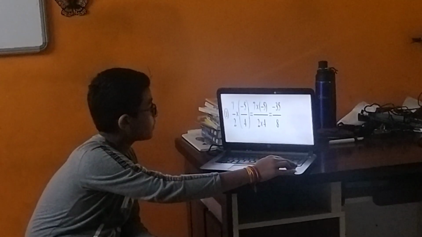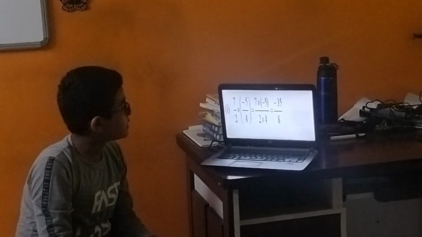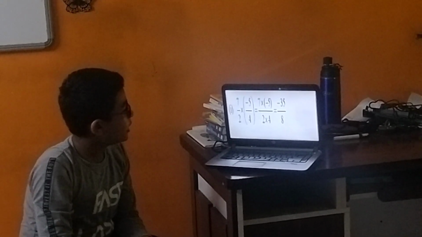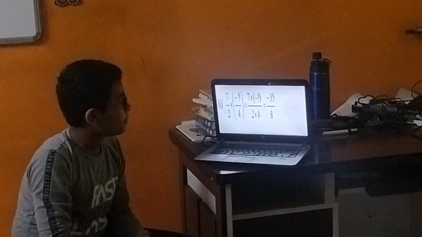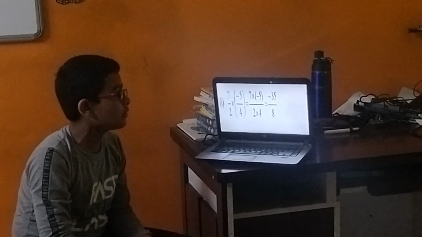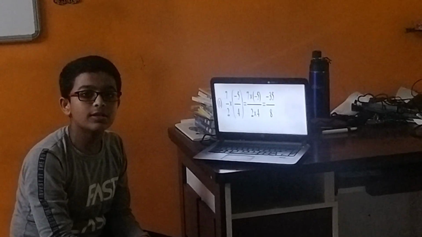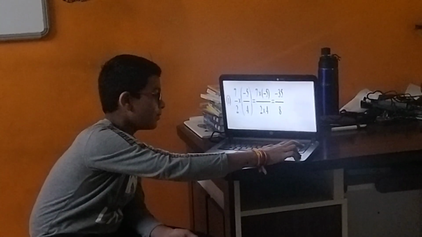For example, here is 7 by 2 into negative 5 by 4, which makes 7 into negative 5 by 2 into 4, which gives us negative 35 by 8, which is not reducible and is a rational number.